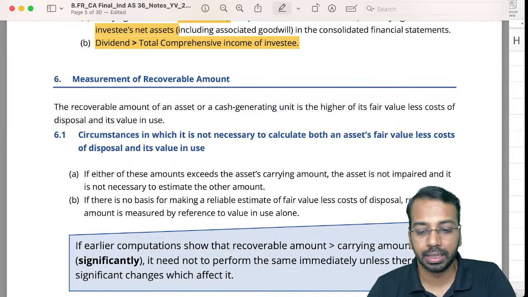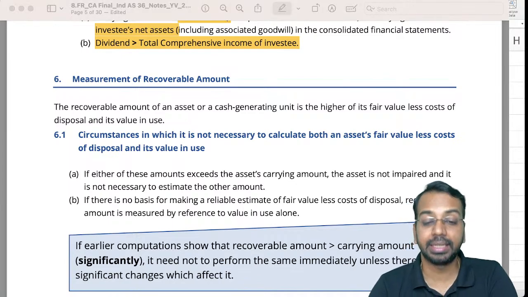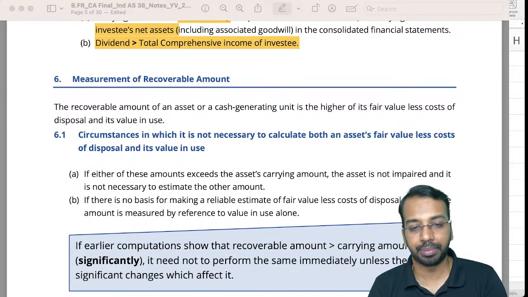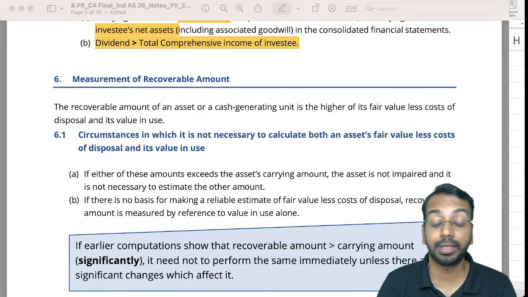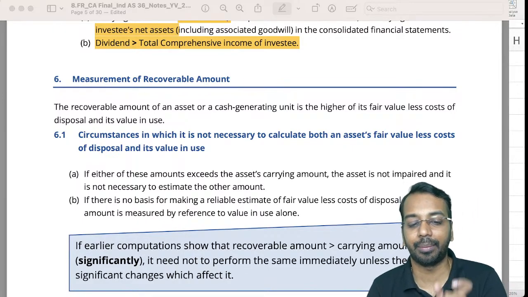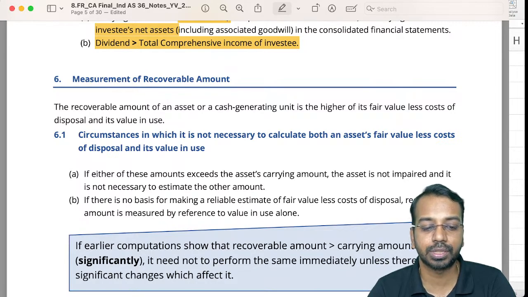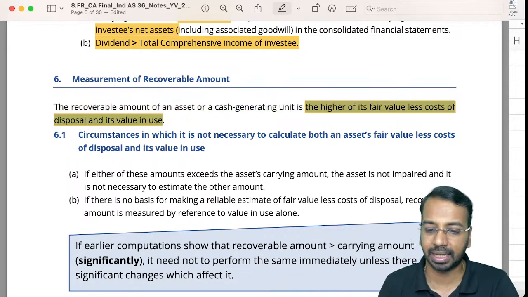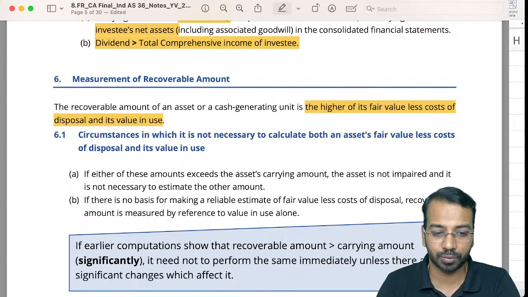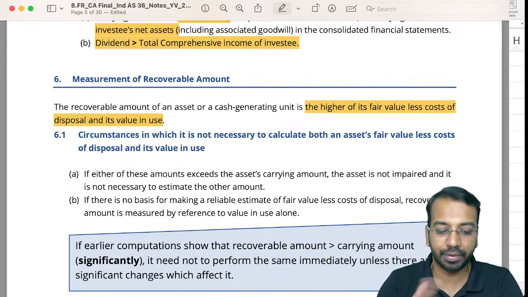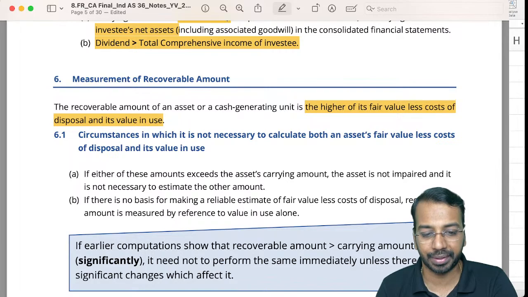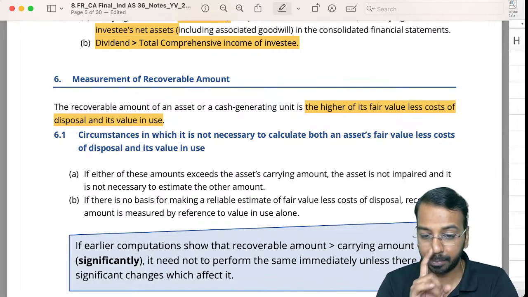Then, after we have identified that there are impairment indicators, we have to calculate something called the recoverable amount. The recoverable amount is the higher of fair value less cost to dispose and value in use. We have already seen this calculation. Fair value less cost to dispose and value in use, whichever is higher, is the recoverable amount.